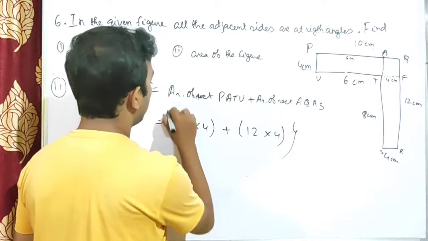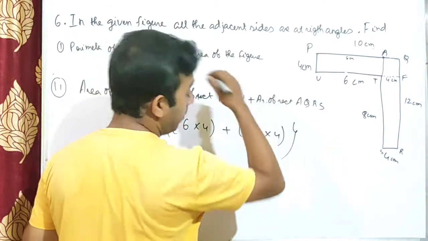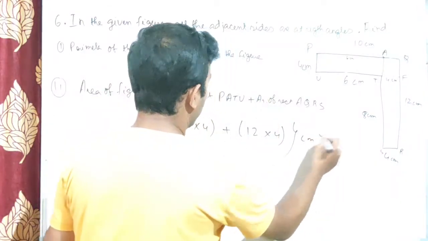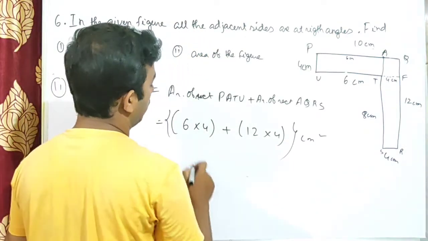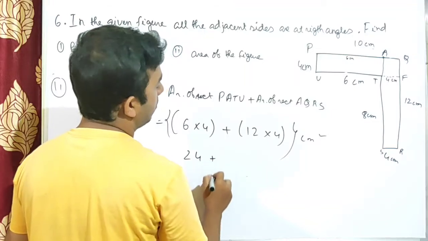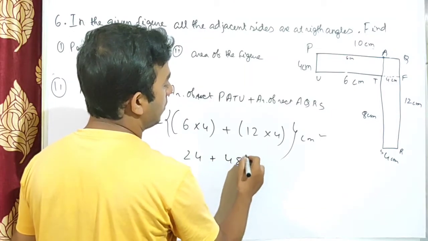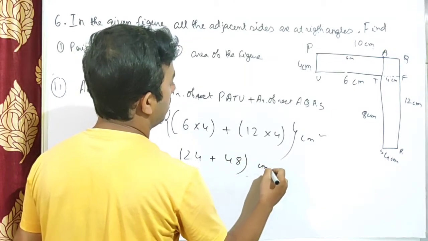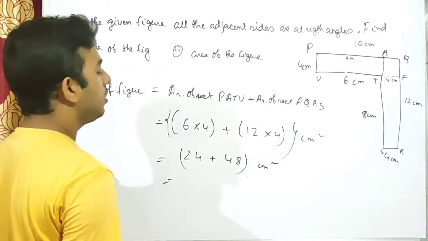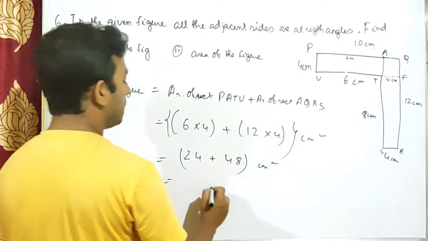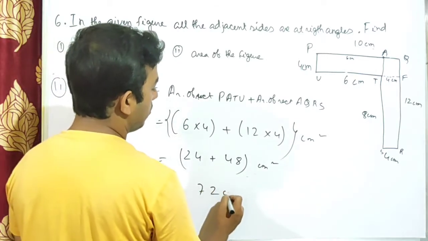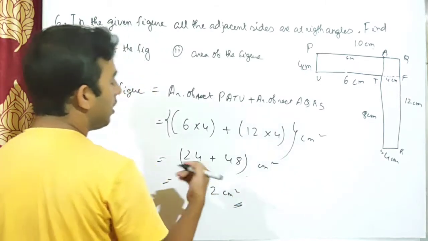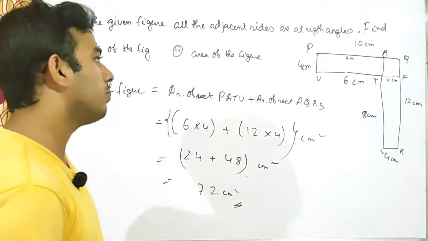Clear? Give the second bracket and our common is what? Common will be centimeter square. So 6 into 4 is how much? 6 into 4, it is 24. Clear? 24 plus 48 centimeter square. Now 24 plus 48 is what? 72 centimeter square. Clear? So the area of the figure is 72 centimeter square.